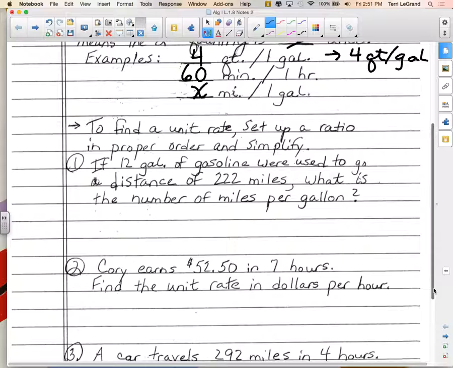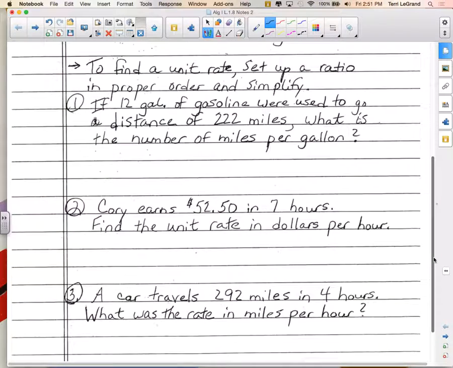We talk about the dollars per hour, not the hours per dollar, right? We don't talk about how many hours we have to work to earn $1. We talk about how many dollars we get for every hour that we work. So order matters to make sense. So when we set up our ratios to get our unit rate, we're going to set it up as a ratio. You do get to use your calculators today, so go ahead and get them out.